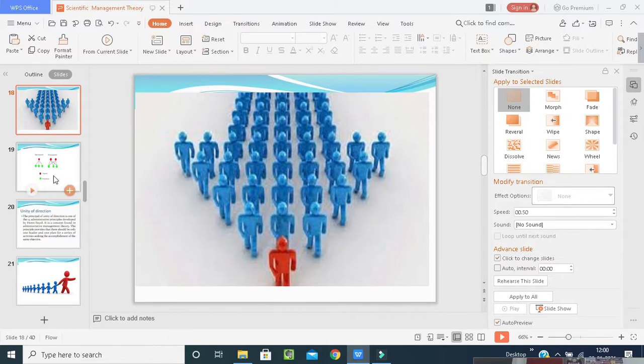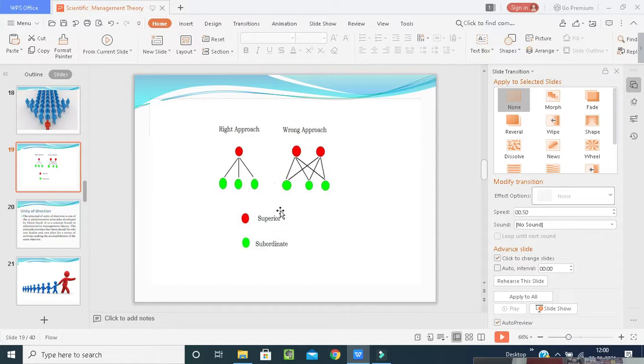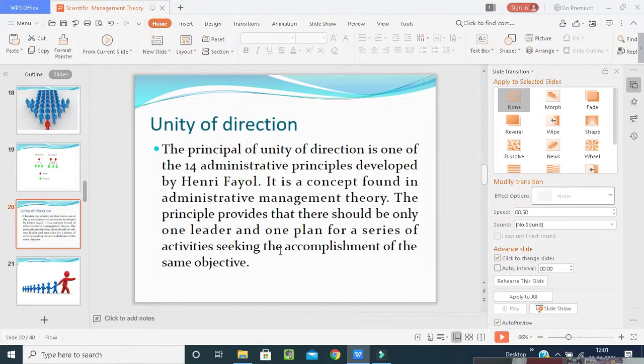Now, next one, if you see here, one more, the right approach. One person should guide his subordinates. If two or three people are coming and giving commands, no, that is a wrong approach. Only one person, who is the leader, should approach his subordinates. In this picture, if you see, the red color balloons are interacting with the green color balloons. This is a wrong approach. The employee will get confused about whom he should follow, either his first boss or his second boss, because both are giving commands to him. No, it is wrong.